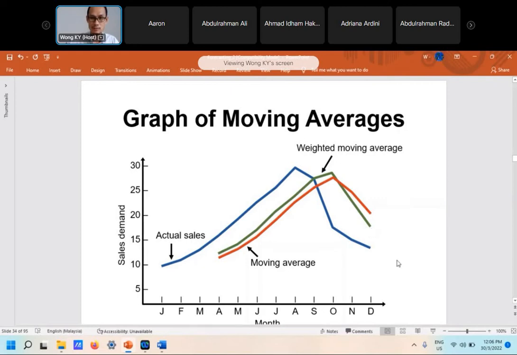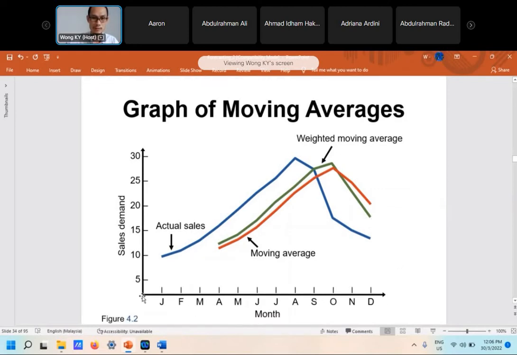So this graph just shows which one is better. Let's say the y-axis is the demand. The blue line is the actual sales. The orange-brown line is the forecast generated by moving average, and the green line is the forecast generated by the weighted moving average. So as you can see here, the green line is slightly closer to the blue line, which means more accurate because it's closer to the actual sales value.